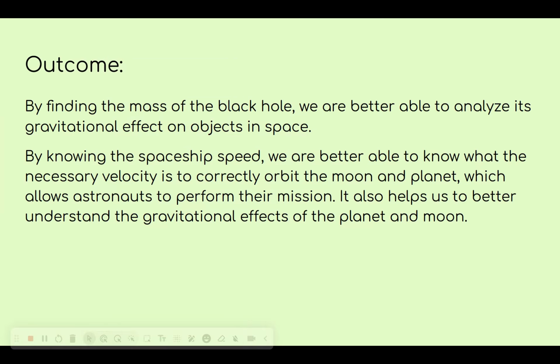The outcome: by finding the mass of the black hole, we are better able to analyze its gravitational effect on objects in space. By knowing the spaceship's speed, we are better able to know what the necessary velocity is to correctly orbit the moon and planet, which allows astronauts to perform their mission. It also helps us to better understand the gravitational effects of the planet and moon.